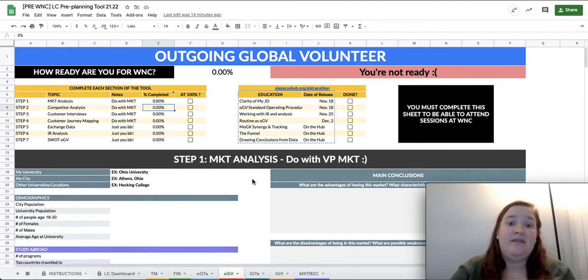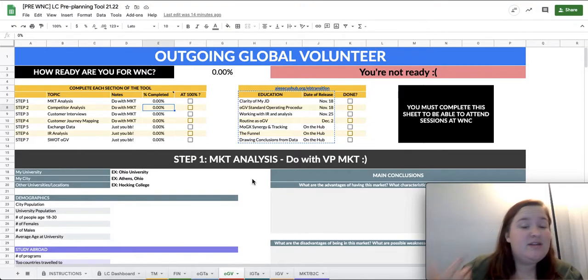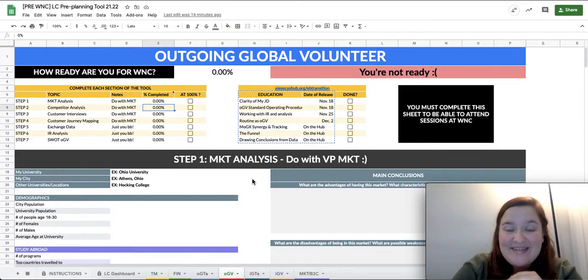If you have a VP marketing, then you should be working with them. If you have a marketing director, make sure to select them first, and then you can have them help you complete this section. This is so that both marketing and OGX understand the context in which the product is operating and how it operates exactly and who the competitors are, so that you both can be very clear and know how to work together by the time it comes to planning.